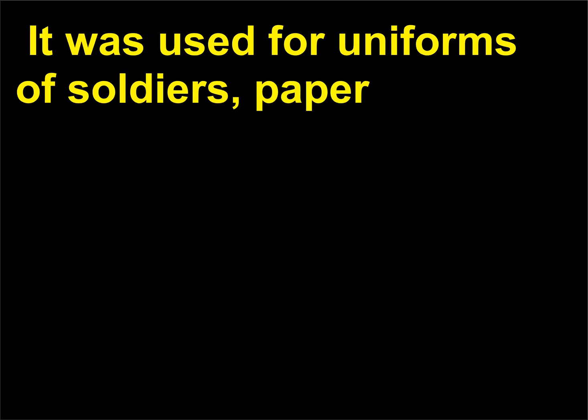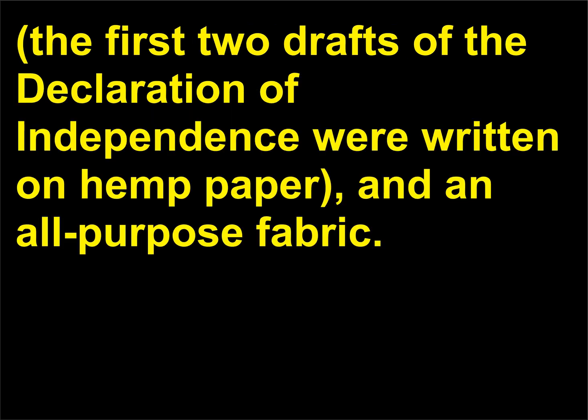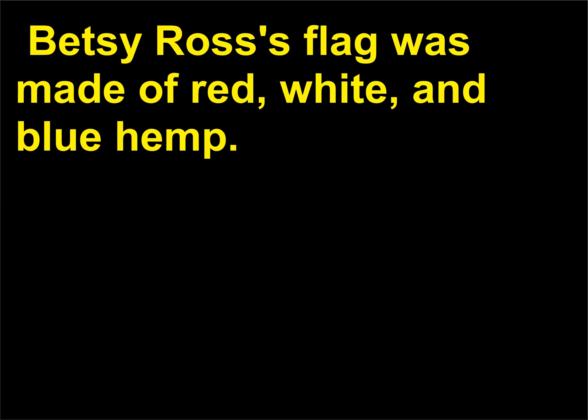It was used for uniforms of soldiers, paper, and an all-purpose fabric. The first two drafts of the Declaration of Independence were written on hemp paper. Betsy Ross's flag was made of red, white, and blue hemp.